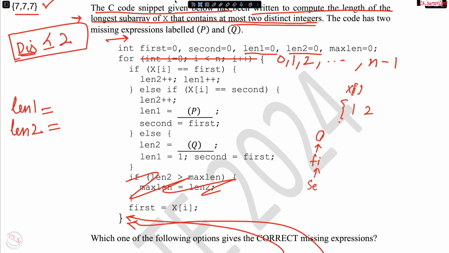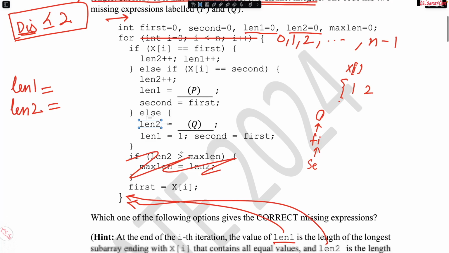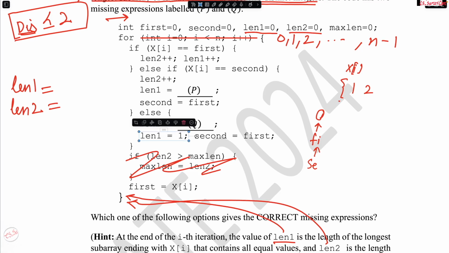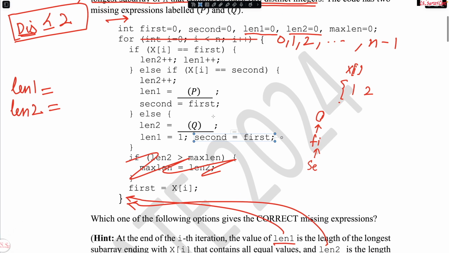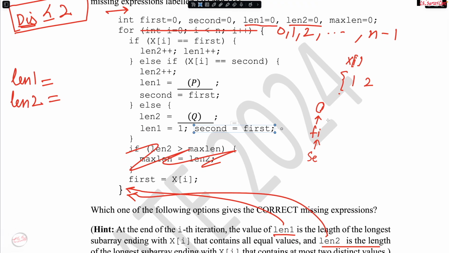So now we are going to do what? So code is starting, and this is the initial condition, and we are checking that xi is equal to first, right? Both of these conditions are not going to be met because first and second are equal to 0, and this is a positive integer array. So this is not going to be met. We get to the else part, we assign the value q to len2, and we assign len1 the value of 1, and second is equal to first. We do not need to interpret this because we have already understood the intent of first, second. We can solve this by the intent, right?